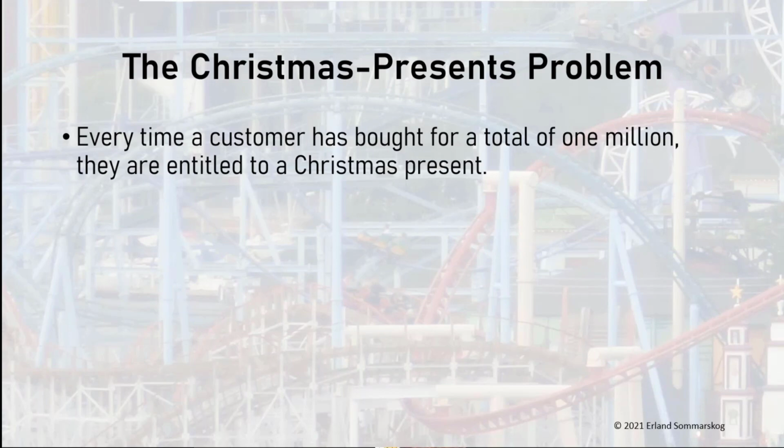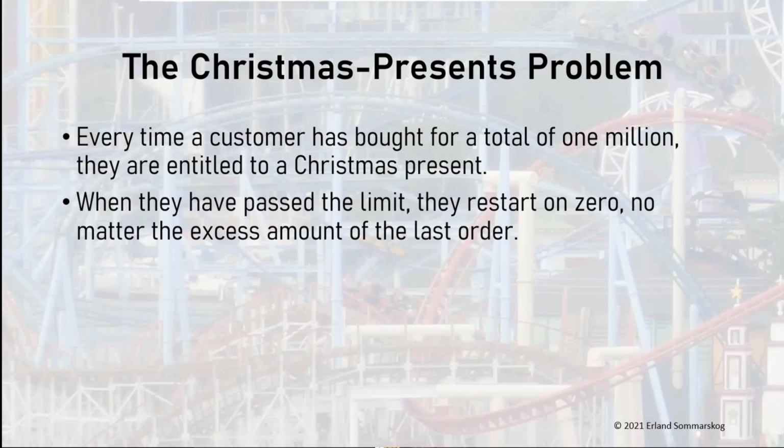We're going to work with something I call the Christmas presents problem. So we have an order database, and every time a customer has bought for a total of 1 million, they're entitled to get a Christmas present. But there is a rule that makes things complicated. When they get past the limit, they restart on 0, no matter what the excess amount was on the last order. So let's say they have placed orders already for 950,000 and place a new order for 250,000. No, they will not start on 200,000. They will start on 0.